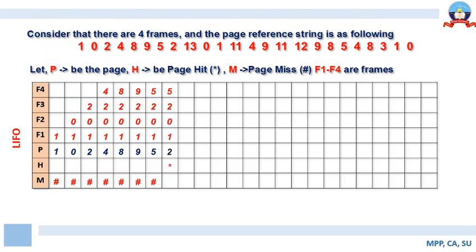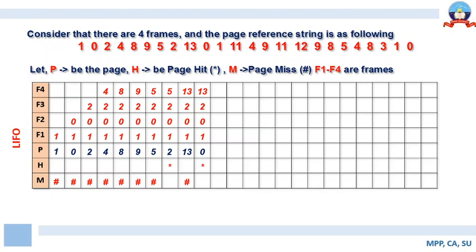Now after 2 there is a page reference to 13. Since 13 is not available in the memory, I'll replace the page that is there at the top of the stack. So I'll replace 5 with 13 and make space for 13 in the 4 frames. Now after 13 I have a page reference to 0, so I have a page hit here, so no replacement is required since there is a page hit.